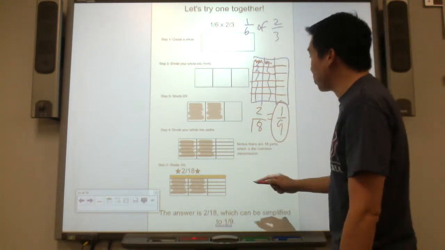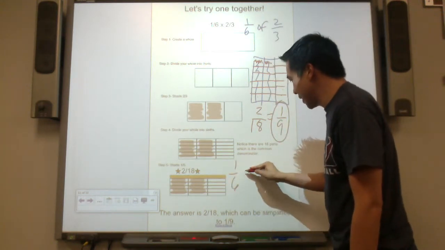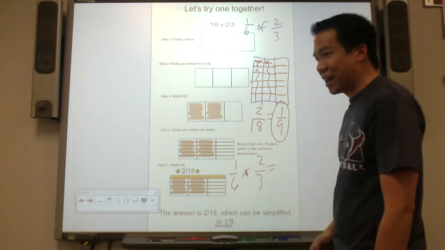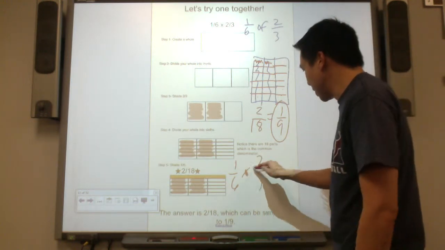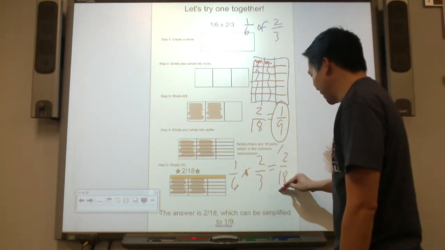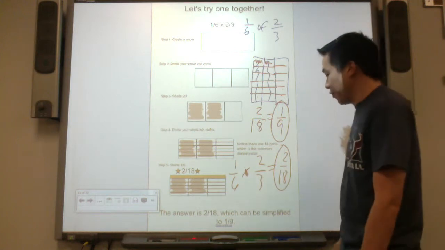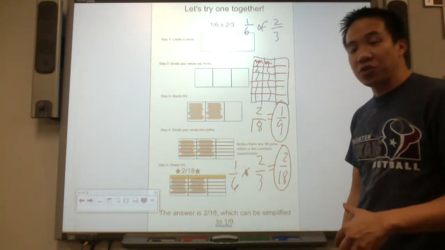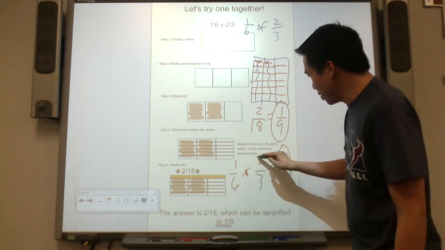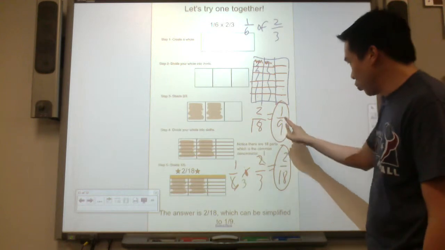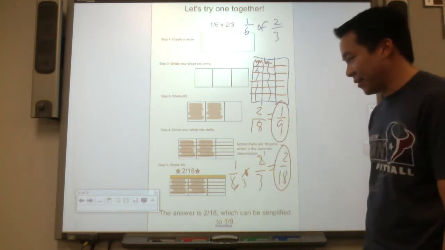Let's see if we can do it the procedural way. 1/6 times 2/3. Multiplying fractions, that's no problem. Top times top, bottom times bottom, 2/18, which is 1/9. If you like the cross simplification, you could have done it this way. Again, this is only for those who like it. Can you simplify 2/6? You can. 1/3. So 1 times 1 is 1, 3 times 3 is 9. 1/9.